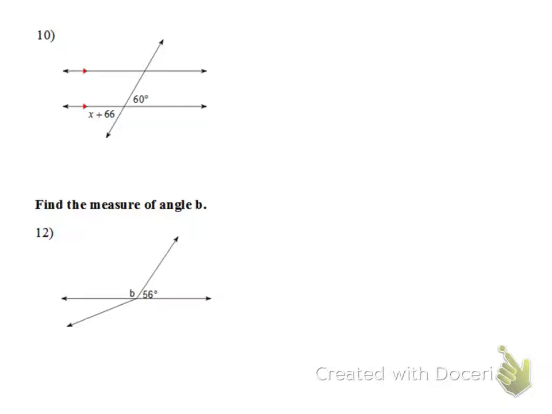10. All right. So this is the Mr. V rule, right? You see a V, and then you see another V. That means they're vertical angles, and vertical angles are equal to one another. So I would just have x plus 66. Set that equal to the other angle, which is 60. So then x is going to equal negative 6.